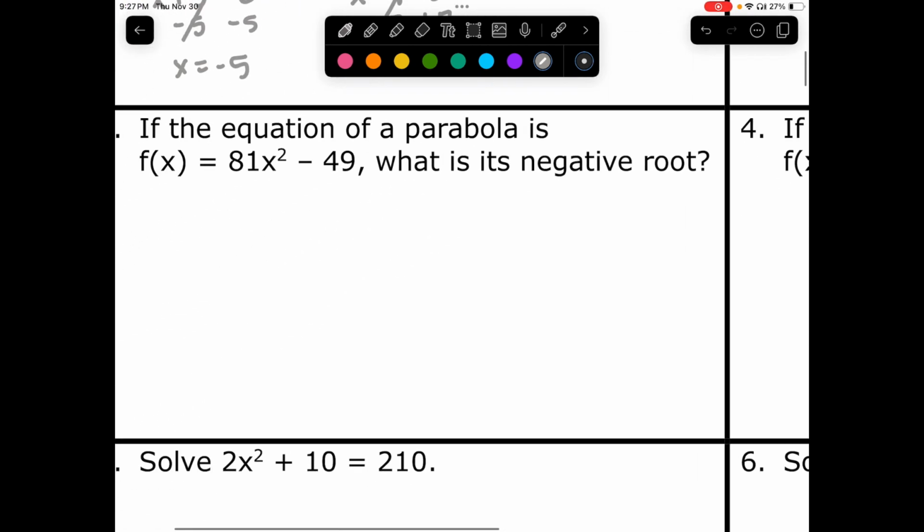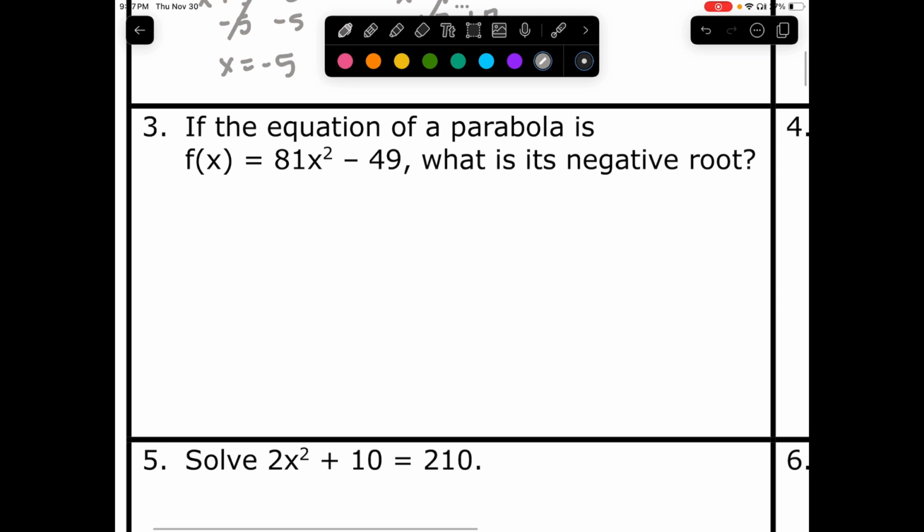Number 3. If the equation of a parabola is given as such, what is its negative root? So we're going to solve this because, again, root is the same thing as solution, is the same thing as zero, is the same thing as x-intercept. All of these things mean the same thing. So let's set this thing equal to 0.